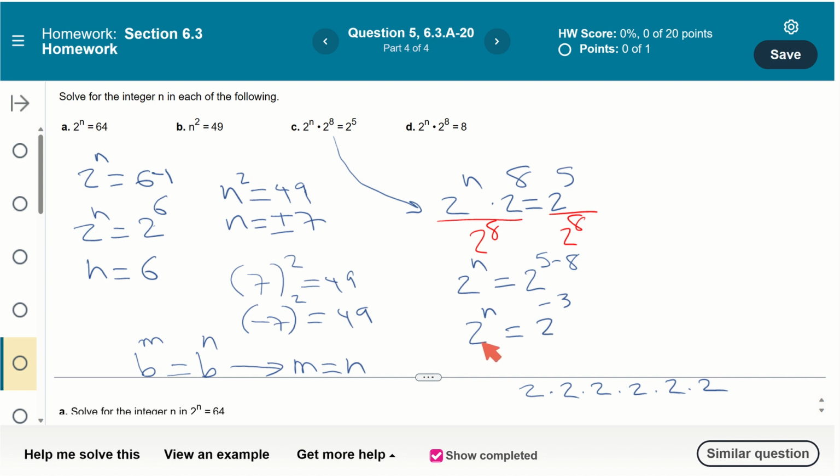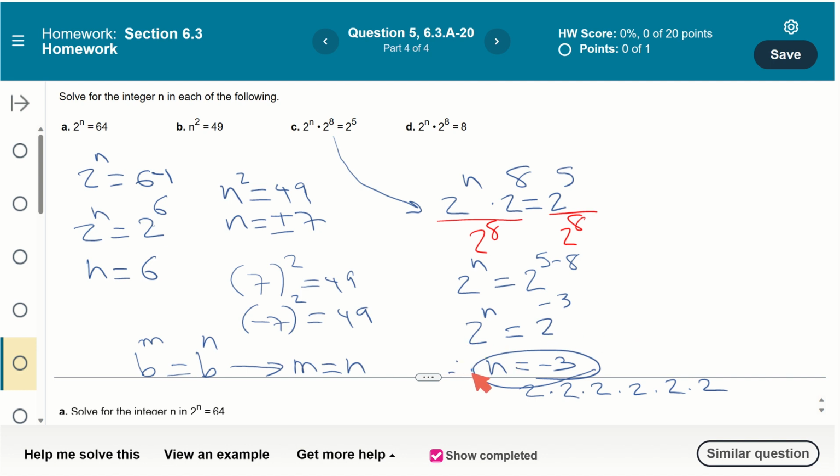So now we have 2 to the n equals 2 to the -3. Given that we have the same base and these expressions are equal, those exponents must be equal. So at this point we say therefore n equals -3. Pay real close attention to the fact that when we go from this to this, or from 2 to the n equals 2 to the 6 to n equals 6, we're not canceling the 2's. No, there's no such operation.